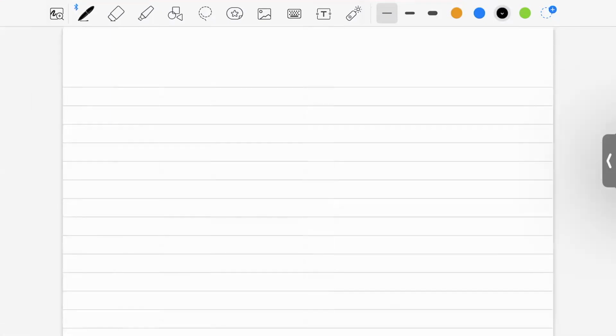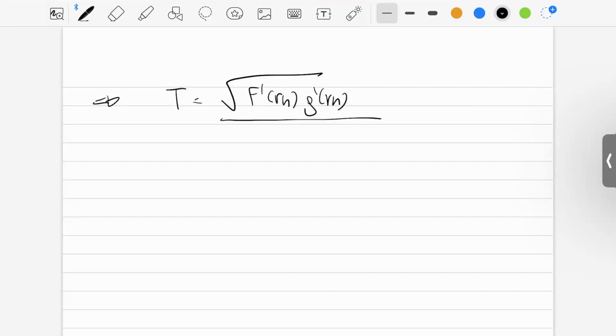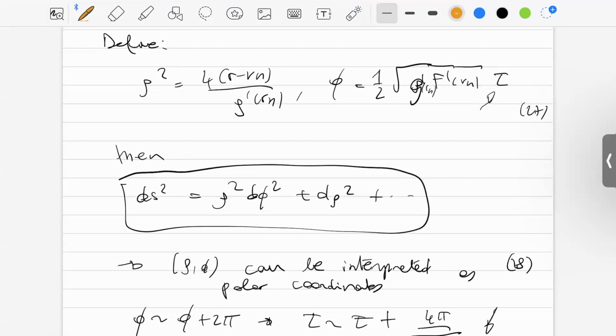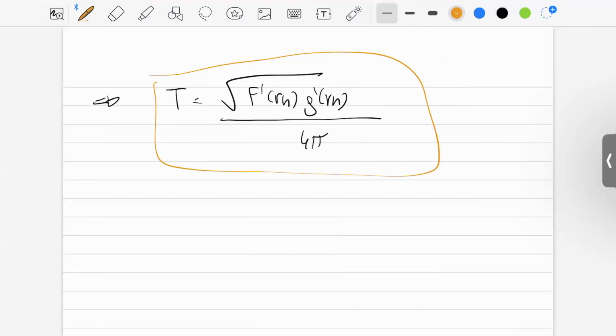So we know that we have a theory at finite temperature, so the period must be the inverse temperature. So 1 divided by T, or I can immediately invert. So T is then equal to the square root of f prime r times g prime divided by 4 pi. So this was equation 29.